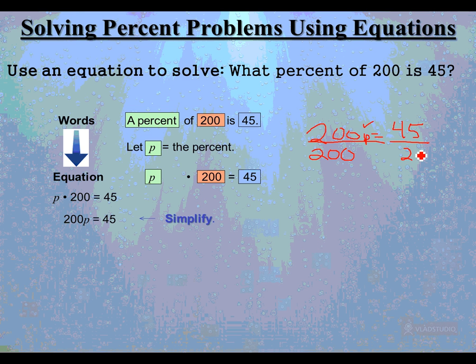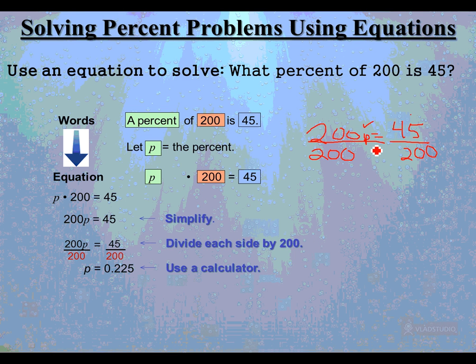So 200 divided by 200, and 45 divided by 200. I know that doesn't seem very natural, it's not something you're used to doing in math, but it's okay to divide a smaller number by a much bigger number. It's not going to mess things up. When you use your calculator, you're going to do 45 divided by 200. You're allowed to use your calculator. It's a good thing here. You just have to know how to use it. And this is the answer that you get out.